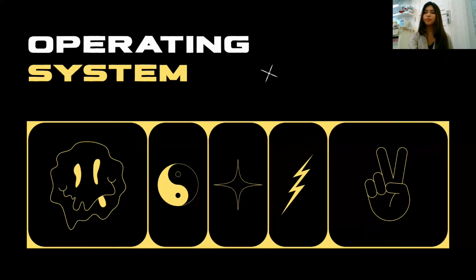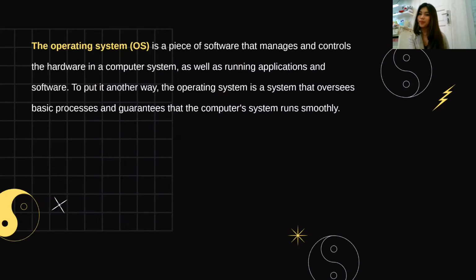Next is the operating system. The operating system, or OS, is a piece of software that manages and controls the hardware in a computer system, as well as running applications and software. To put it another way, the operating system is a system that oversees basic processes and guarantees that the computer system runs smoothly. Here are some of the functions of the operating system.